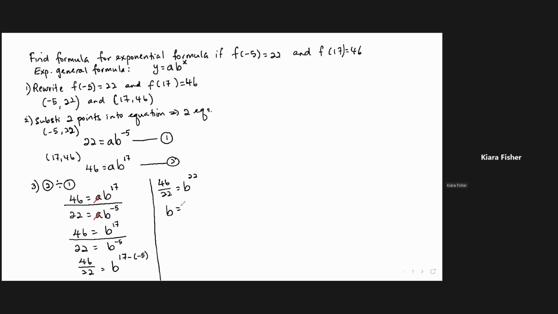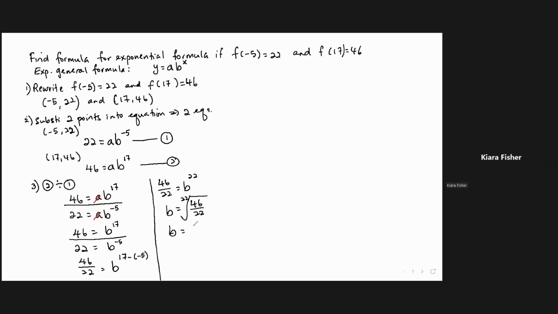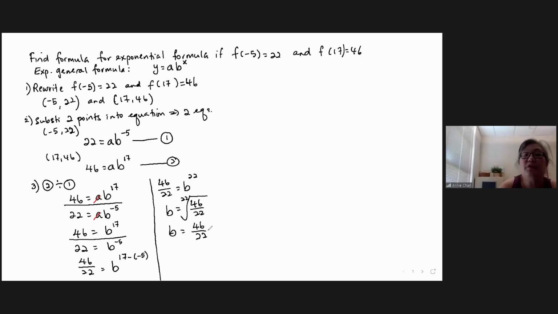22 root. Yes. 46 over 22 root of 22. What is another way I can write this? Because you don't have a root button for you to press on the calculator for this one. What is another way to write this? 1 over 22, like you write it as an exponent. 46 over 22 to the power of 1 over 22. And this is exactly what you're going to enter into your calculator.